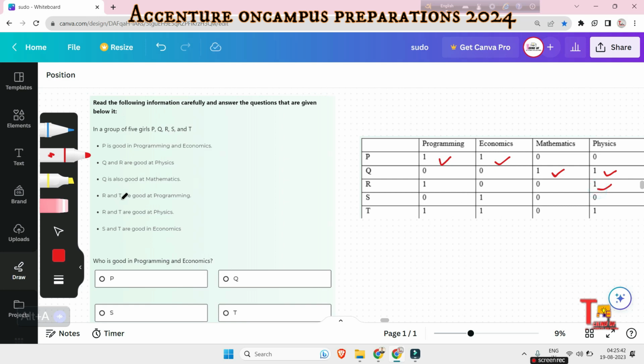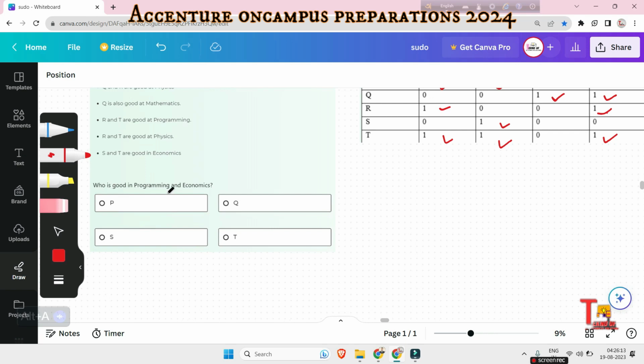And R and T are good at programming, so we gave 1, right? And R and T are also good at physics. S and T are good in economics, so S and T are good at economics, right? And Q is also good at mathematics, so I gave 1, right?